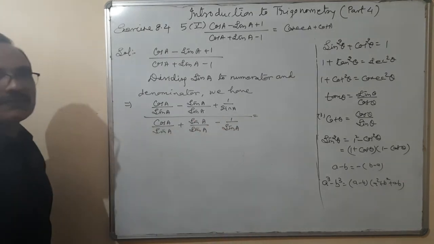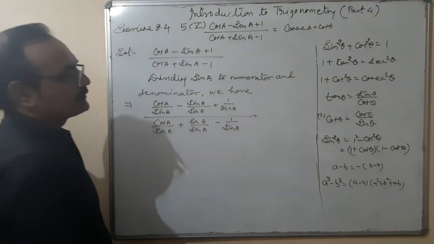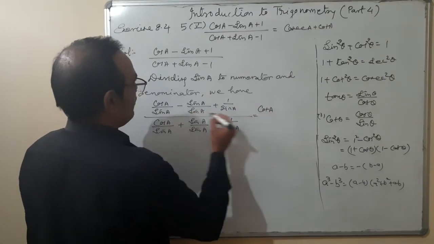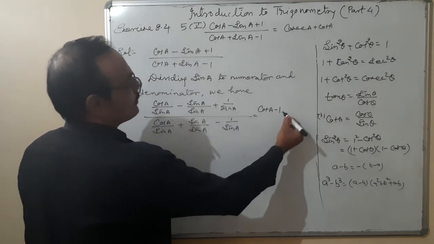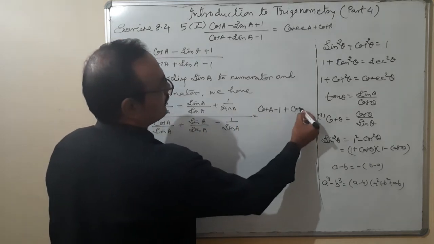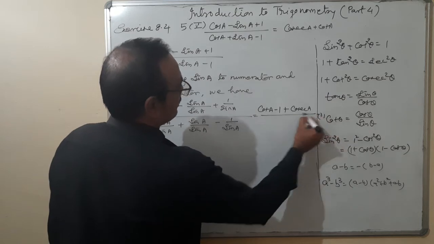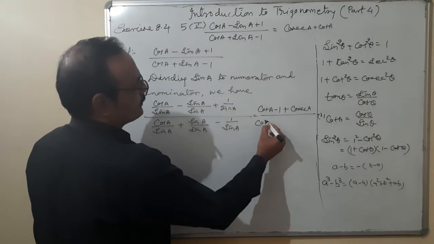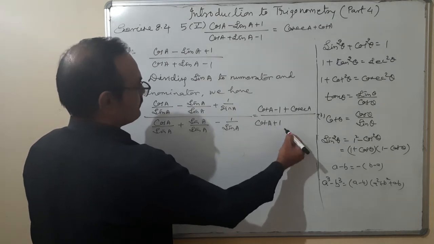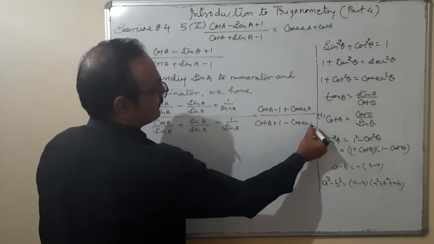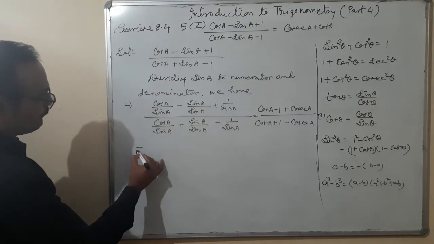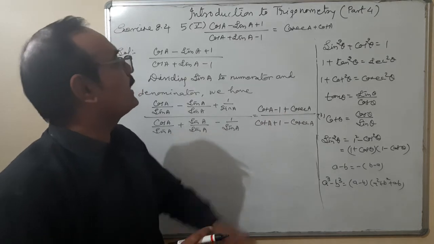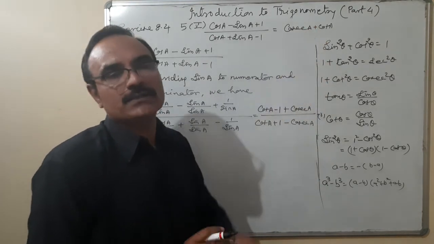After dividing, the term we are getting, cos upon sin, is cot A. So it is cot A minus 1 plus cosec A. Cosec A, because the reciprocal of sin is cosec. The same term is here, cot A plus 1 minus cosec A. After that, we have cot A minus 1 plus cosec A, and here we need cosec A plus cot A.